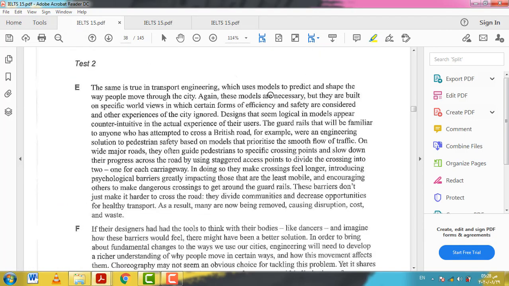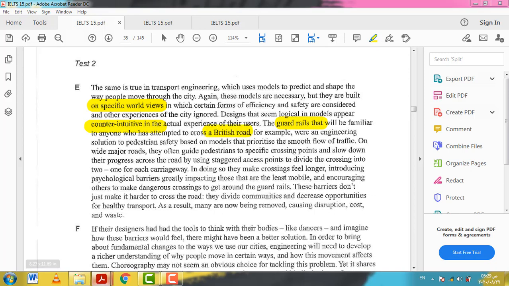The same is true in transport engineering. Use models to predict and shape how people move. Again, these models are necessary, but they are built on specific valid views in which certain forms of efficiency and safety are considered, and other experiences of the city ignored. Designs that seem logical in models appear counterintuitive in the actual experience. The guardrails will be familiar to anyone who has attempted to cross a British road.